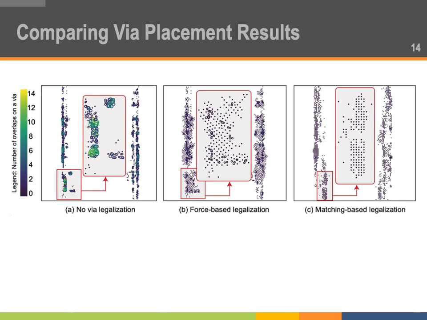It's because the force based solution is just a heuristic, whereas for the bipartite matching, we use a well-defined algorithm, which is the shortest path augmenting algorithm, to find a one-to-one mapping from the via locations to the legal grid points, and we consider all the grid points which are located like 5 micron from each other in this case, as opposed to force-based legalization.